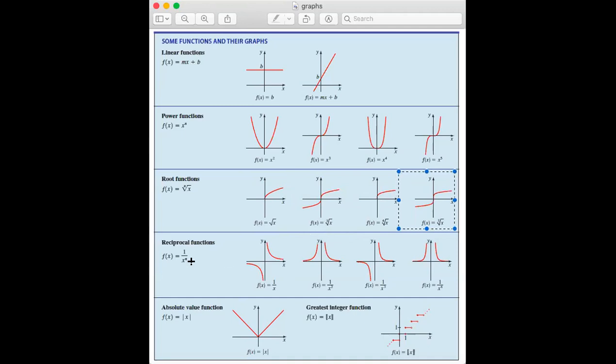Now for the reciprocal function, we're not going to use it a lot, but you have to know the graph for f of x equals 1 over x, and also for this function, 1 over x squared. Now the last one, the absolute value, we graph it by plotting points from last time and this time too. The graph will look like this, the red one.